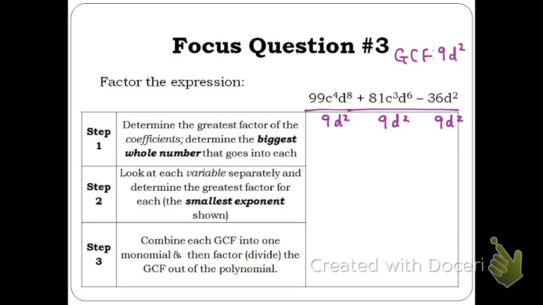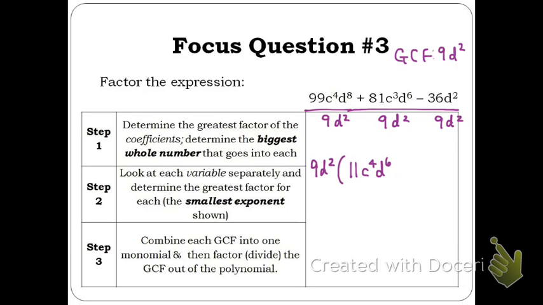So, in preparation for writing the final answer, remember the first part of the problem is where you write your GCF out front, so 9d squared, parentheses. Now we can divide. Looking at 99 divided by 9 is 11. C to the fourth does not divide by anything, so just remember, when you don't have that variable in your GCF, then it just carries through to the answer. So 11c to the fourth, and then now d to the eighth divided by d squared is d to the sixth power.